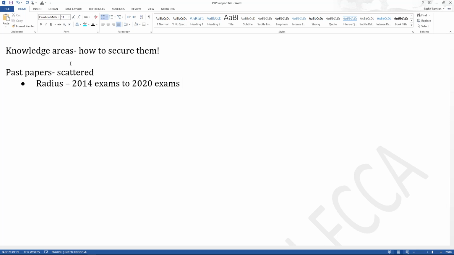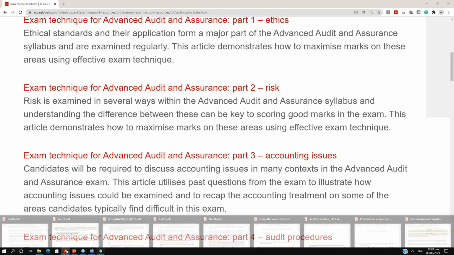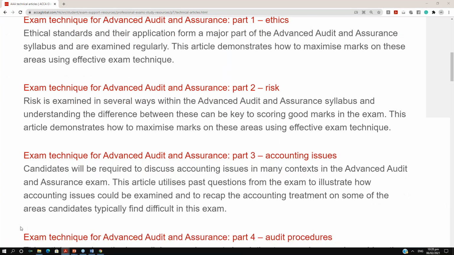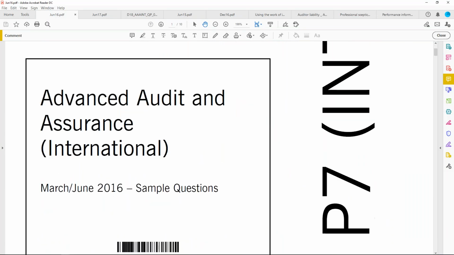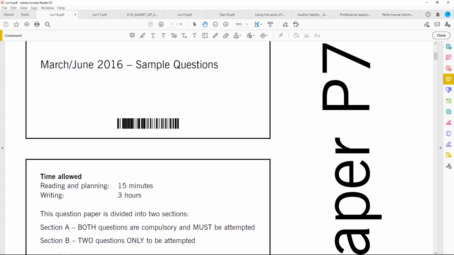Let me show you one example. Suppose you open the June 16 paper. Now on your screen, can you see the June 16 paper? Just 1 minute. Right. This is exactly what you have to do from 14 to 20. You open one paper and scroll over the paper. Okay, you scroll down the paper.